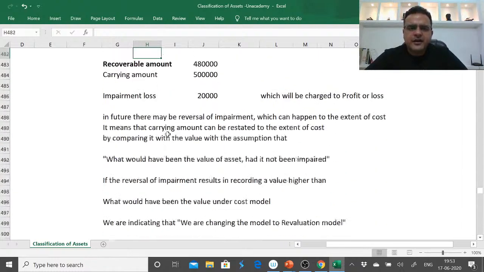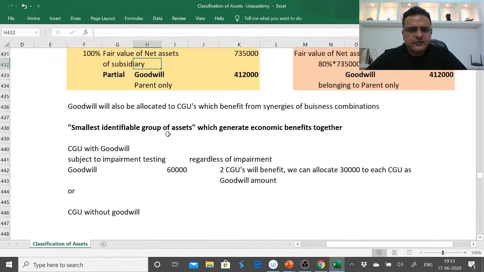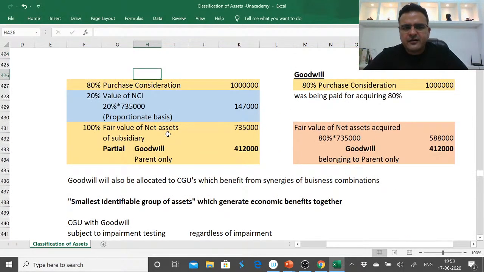So the idea behind impairment is clear, why we are charging impairment. I discussed this in the previous section as well. There was a lot of stress on the point that when we are calculating goodwill, the valuation of goodwill has a lot to do with the valuation of NCI. Why was there a lot of stress on this valuation of NCI concept? This has a lot to do with the impairment.